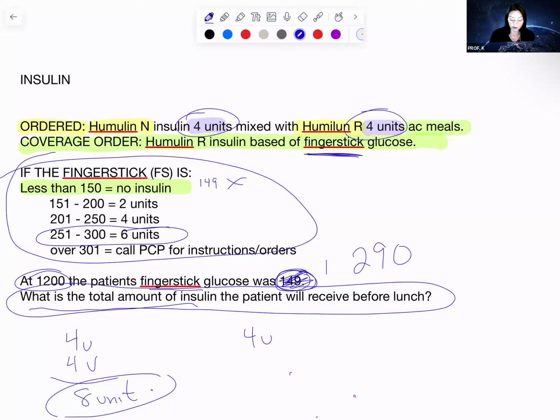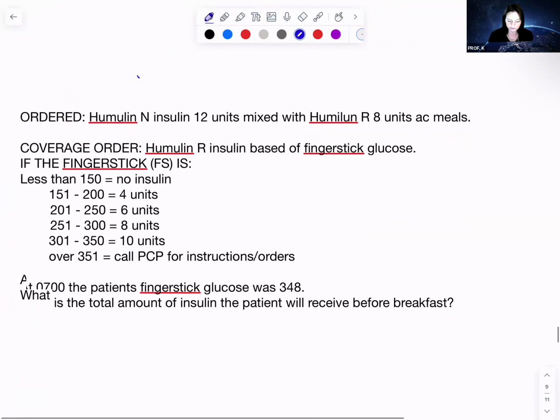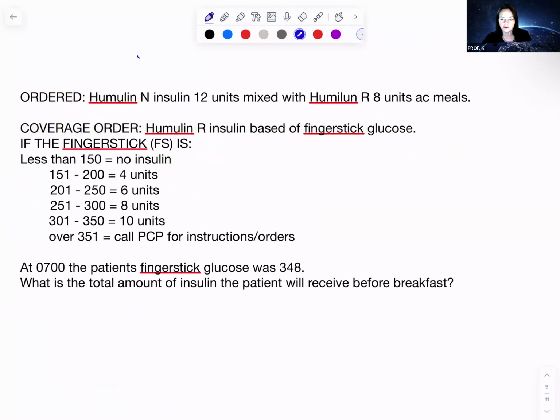He would get 4 units of N, 4 units of R, and 6 units of additional, because 290 falls here. So it's about reading the question and just identifying where they fall in the order. Let's do another. I'm going to pause and let you figure this one out.